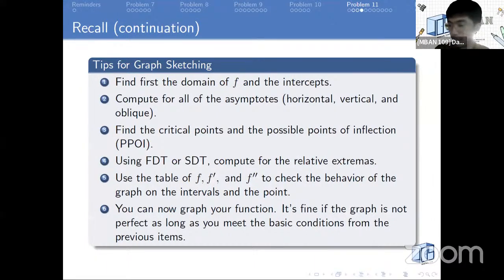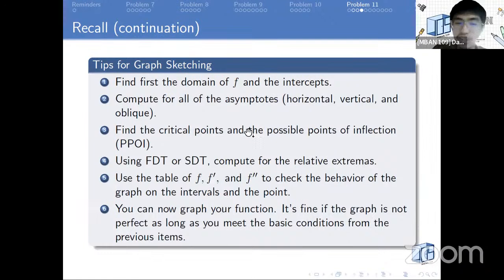Okay. So we have the following tips for graph sketching. Number 1, find first the domain of f and the intercepts. Number 2, compute for all of the asymptotes, horizontal, vertical, and oblique. Number 3, find the critical points and the possible points of inflection, or PPOI. Number 4, using FDT or first derivative test or second derivative test, compute for the relative extremas.